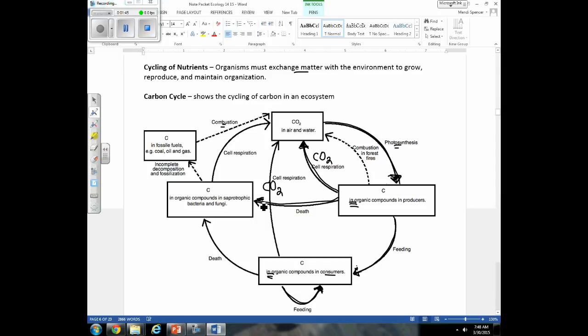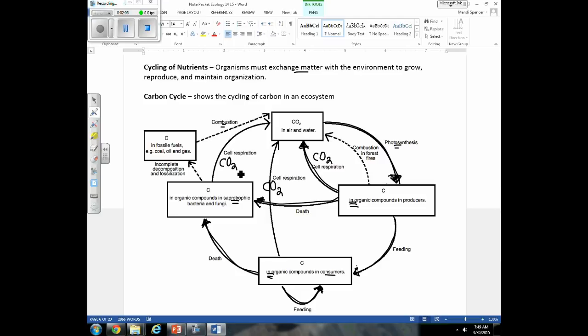We have plant death, we have consumer death, and those organic molecules are going to be passed along to the decomposers. Just like you consuming food, they consume those organic molecules. They convert some into ATP, and that process of breaking down glucose to generate ATP is going to release carbon back into the atmosphere as CO2.